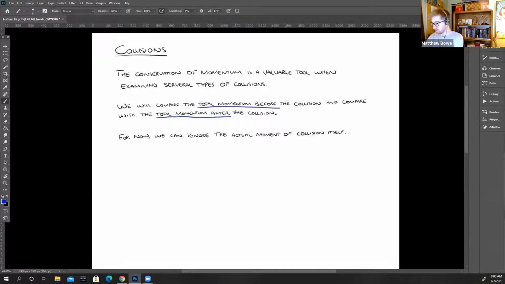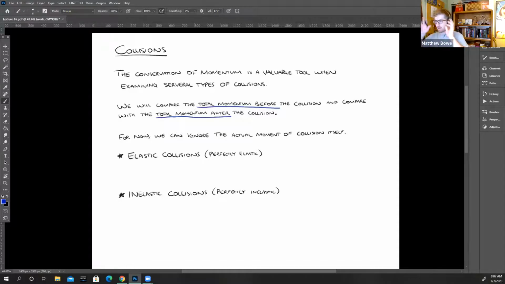There are two types of collisions: elastic and inelastic. Sometimes you might hear the phrase perfectly elastic, perfectly inelastic. This is just the question trying to be very specific about what is happening. A lot of times in the real world, things bounce a little bit, things stick together a little bit. Let's get into what these mean.